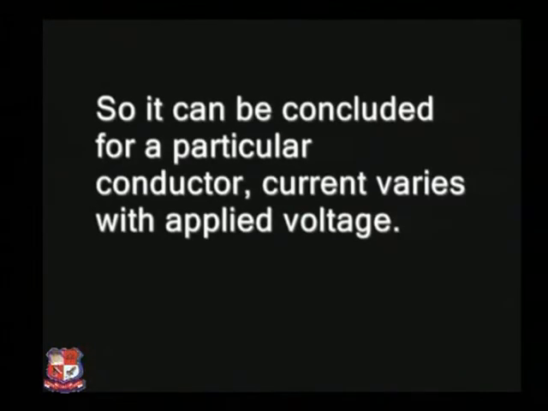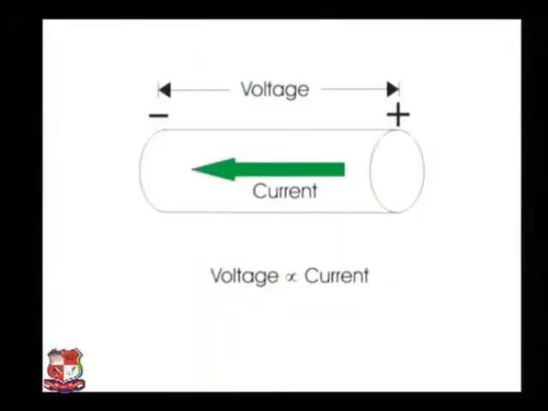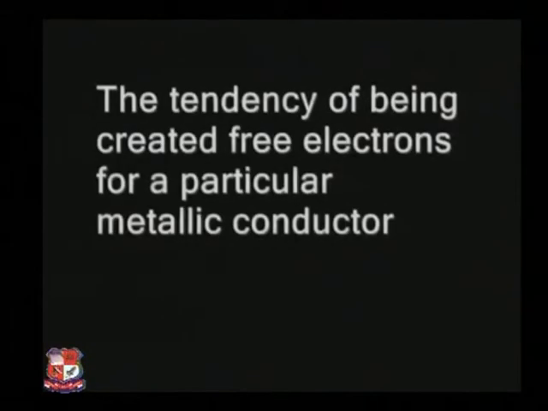So it can be concluded, for a particular conductor, current varies with applied voltage. And for a metallic conductor, this variation is linear. That means electric current through a particular conductor is directly proportional to the applied voltage across it. This is Ohm's law.